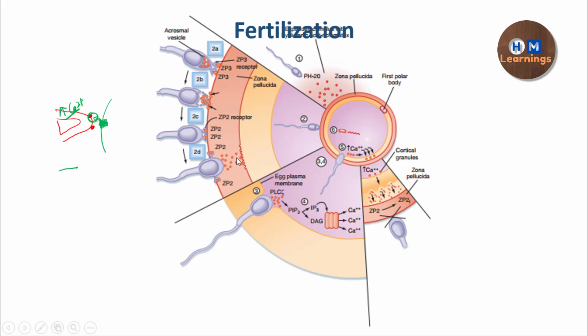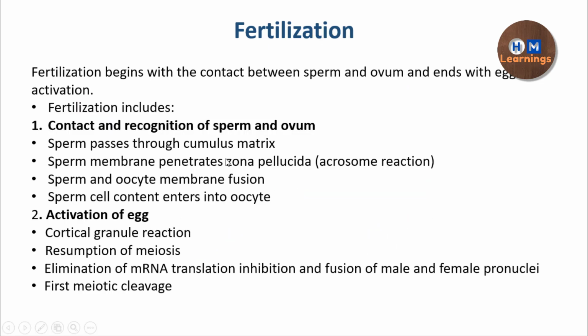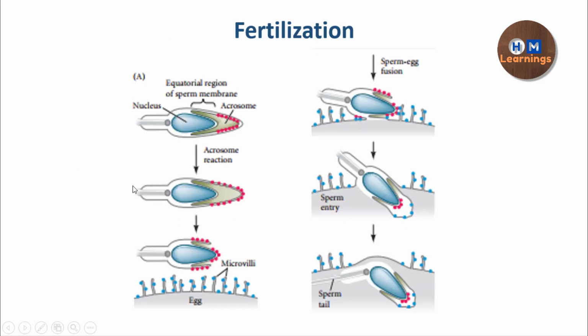Now because of that, the acrosome has certain enzymes, and these enzymes are going to degrade the zona pellucida. So it has degraded the zona pellucida, and the sperm will pass through this to finally reach the next layer. You can see that this is the zona pellucida, it has degraded this layer, and now this has come, which is the egg plasma membrane. Then comes the fusion of the sperm and the egg plasma membrane. So you remember, the sperm will pass through the cumulus matrix, the sperm will penetrate the zona pellucida via the acrosome reaction, and then there is fusion of the sperm and the oocyte membrane.